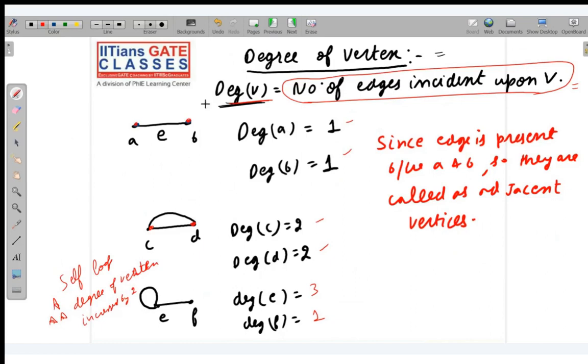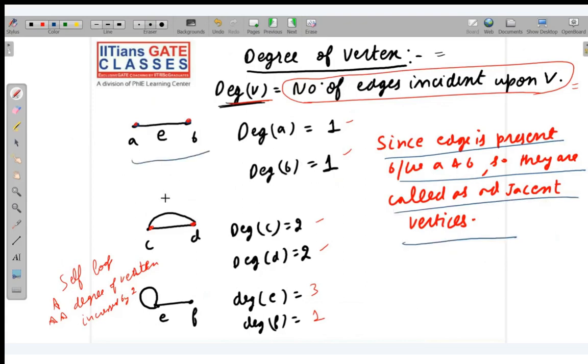Okay, so this is a simple point. Since edge is present between A and B, they are called adjacent vertices. So this A and B are adjacent vertices. So whenever edge is present between any two vertices, we will call them adjacent vertices. Okay, so adjacent means edge present between them. Adjacent means edge present. Take snapshot. I will jump to the next slide.